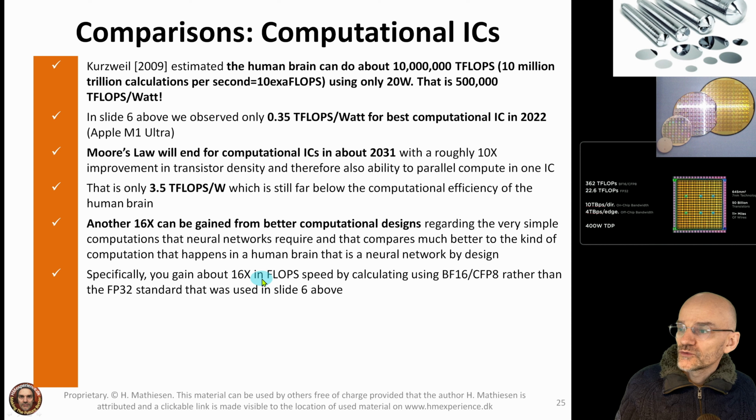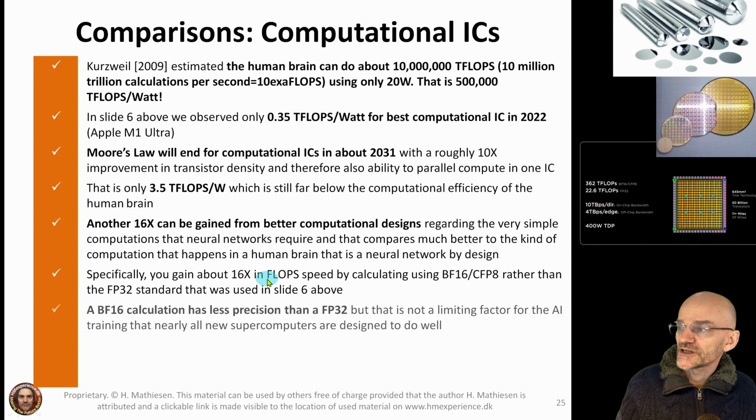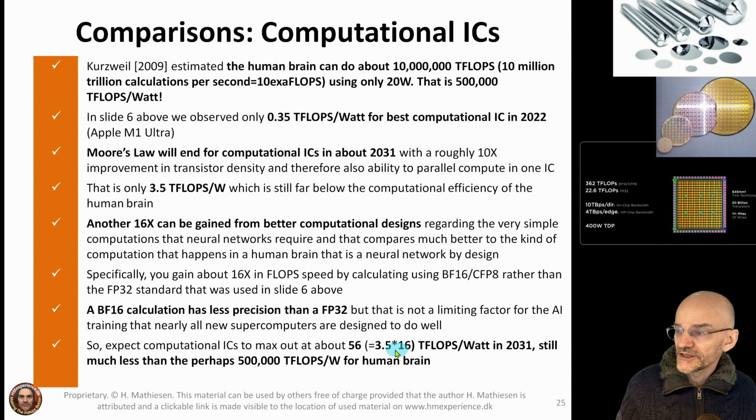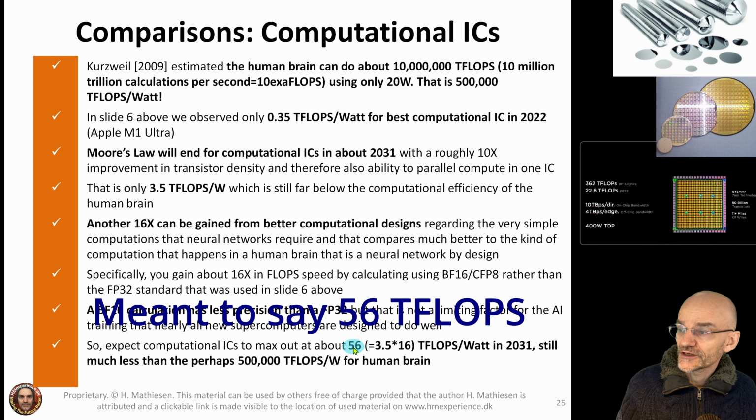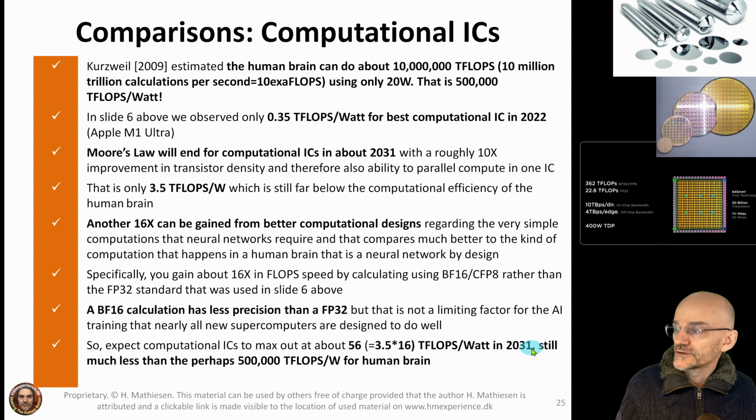Anyway, if you only need the smaller precision, that's called a BF16 or FP8 standard for calculation, then we can do 16x more in terms of flops. And a flop is a floating point operation per second. So multiply again those 3.5 teraflops per watt. Multiply that with 16 and we get 26 teraflops per watt in 2031, and still a far cry from the 500 teraflops per watt for the human brain.